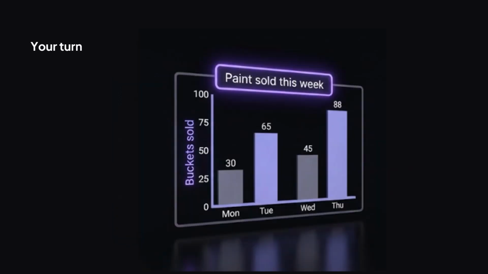Your turn. This chart says buckets sold up the side. Is that the title or is that the axis label? That's right. That is the vertical axis label. It names what the numbers measure.